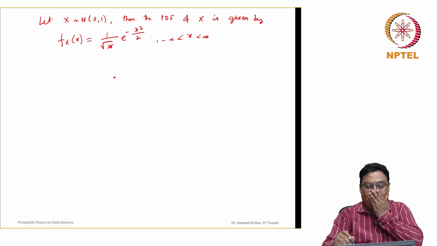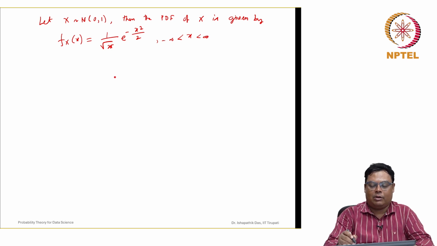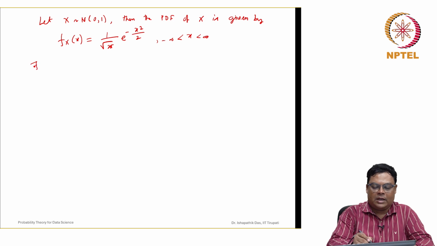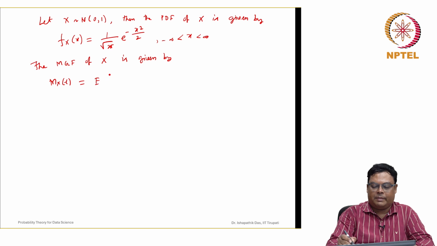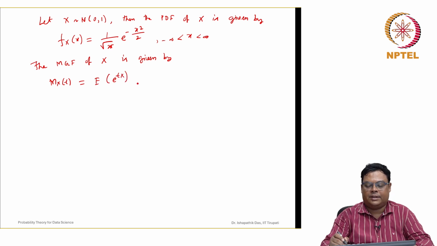So now, for finding the moment generating function, we have to find the expected value of e to the power of tx. So the moment generating function of X, this is M_X(t), is nothing but the expected value of e to the power of tX.